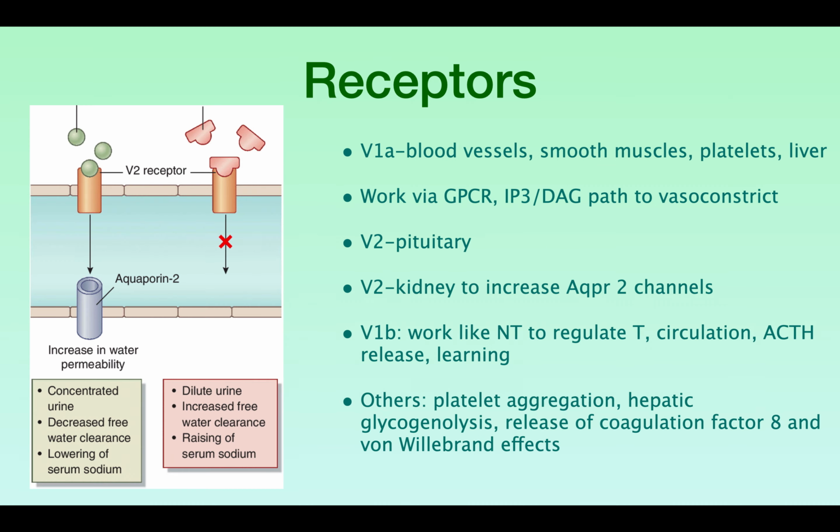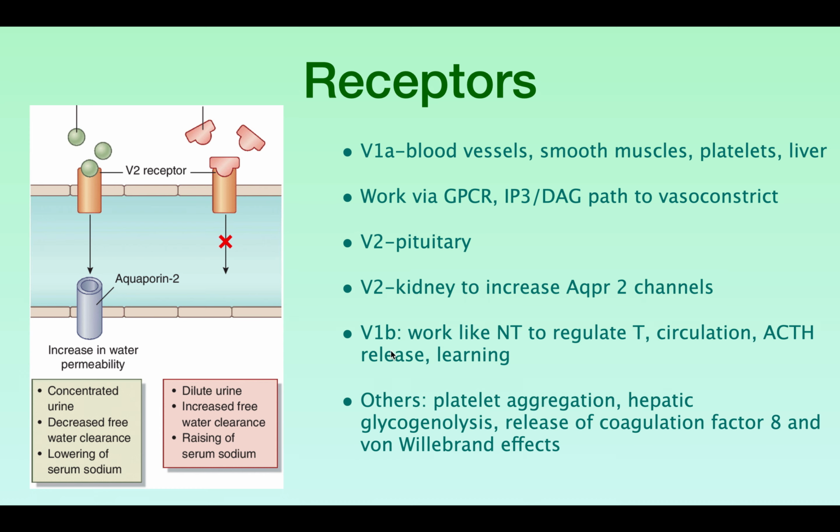So the receptors V1A are everywhere: blood vessels, smooth muscles, platelets, liver. They work with the G protein coupled receptors to constrict. V2 are in the pituitary and the kidneys, once again to increase the aquaporin 2 channels, and that increases the water permeability. It will concentrate the urine, while the antagonist receptor blocker is going to actually dilute the urine, because it's going to decrease the free water clearance and lower the serum sodium. If it's blocked, it's going to raise the serum sodium.